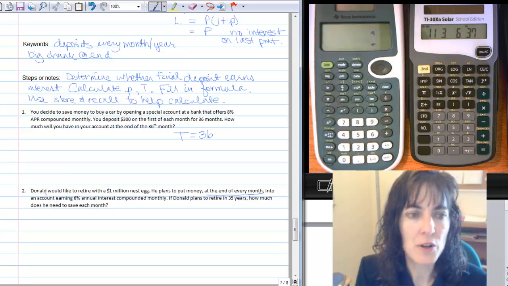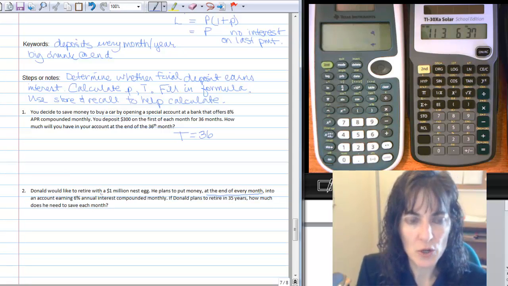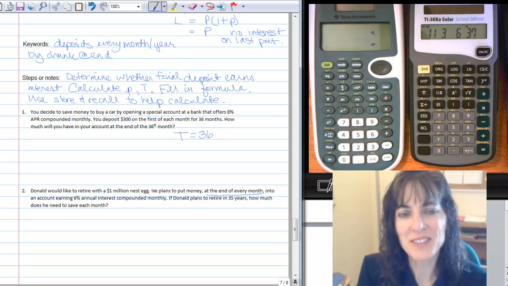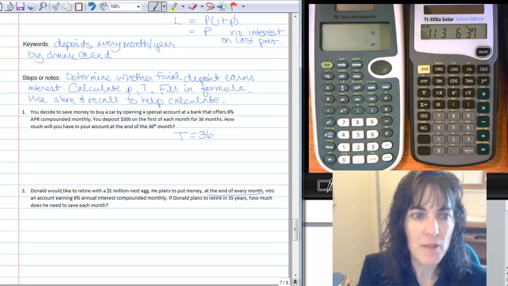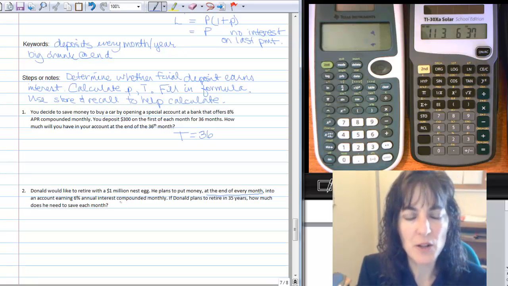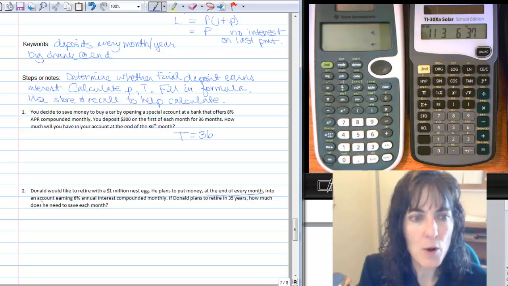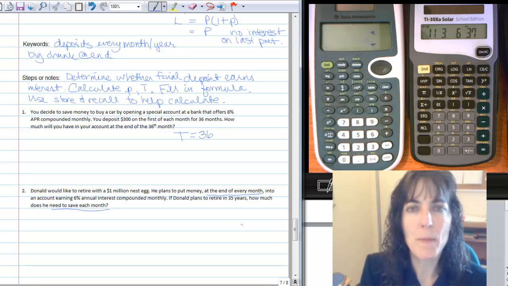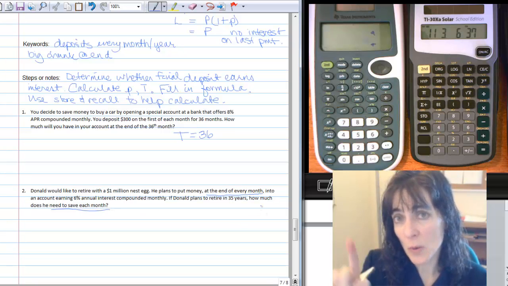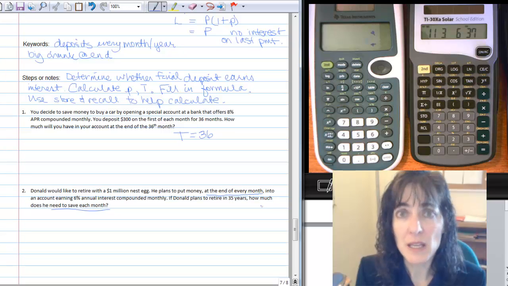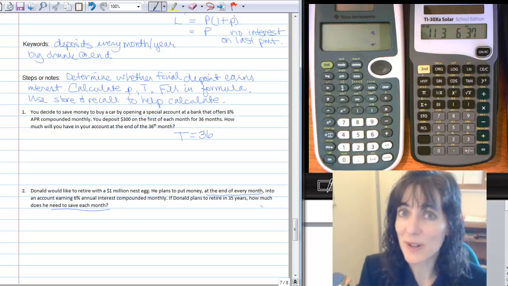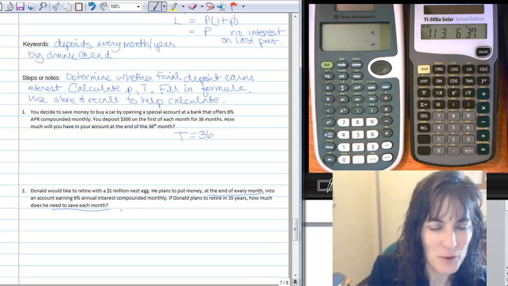So I'm looking down here on number 2. Donald would like to retire with a $1 million nest egg, wouldn't we all? He plans to put money at the end of every month into an account earning 6% annual interest compounded monthly. If Donald plans to retire in 35 years, how much does he need to save each month? Now that sounds like we're going at the formula backwards from how the other examples were, meaning we're trying to find the P instead of the F. So I think that's the one I should show you. So let's try it out.